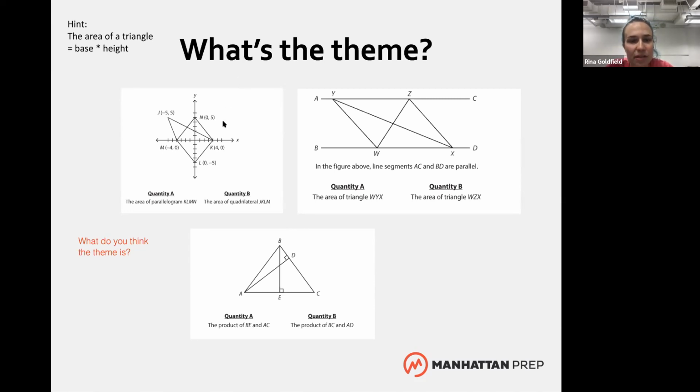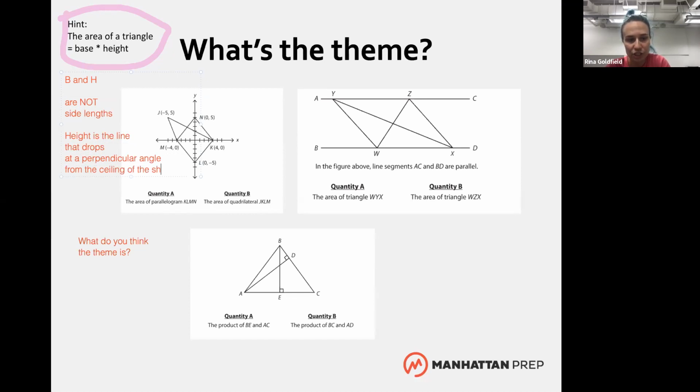Yeah, and I'll highlight it up here. It's 1/2 times the base times the height. And a key I'm going to say is that base and height are not the same as the side lengths. The height is the line that drops at a perpendicular angle from the ceiling of the shape to the floor.